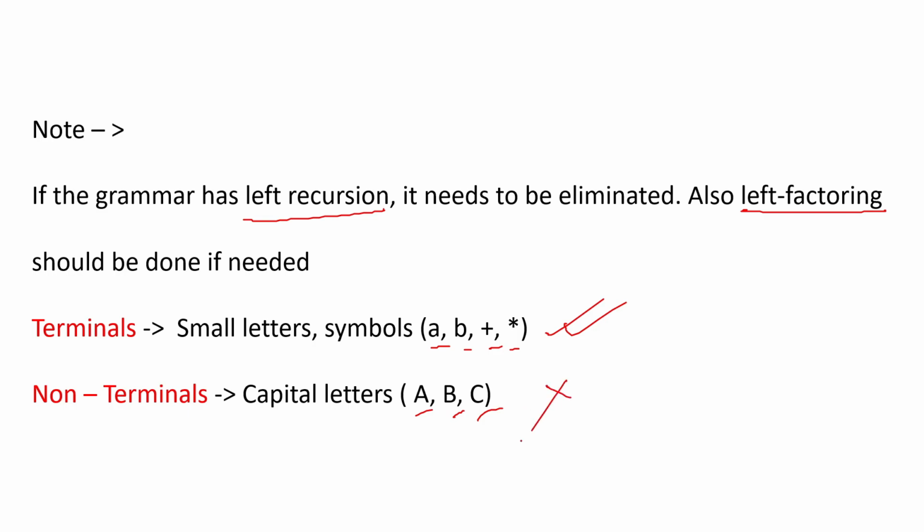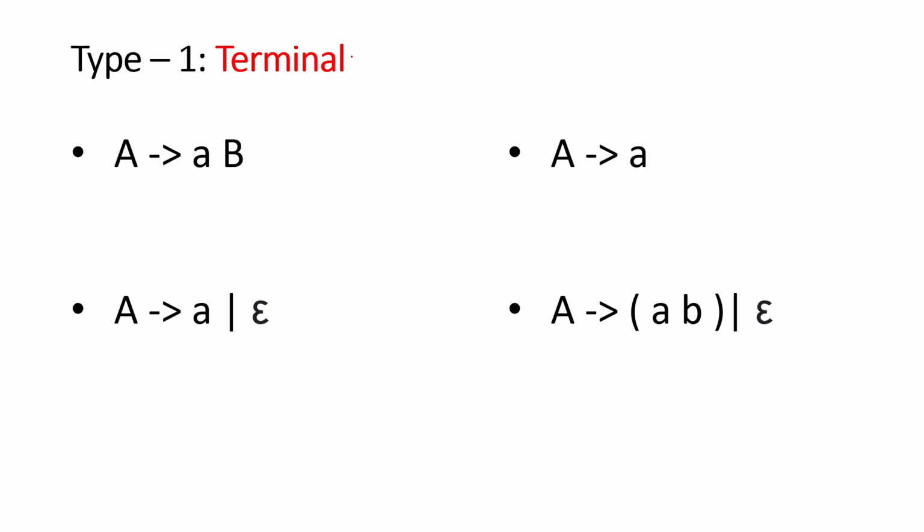Let's see some examples of it. Now there are two types of problems. One is type 1, that is terminal. Let's see what this is. Let's say here, what is the first of A? The first of A means the first position, this one. So my first of A will be a simple a.